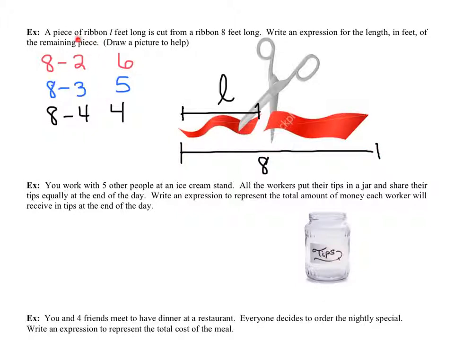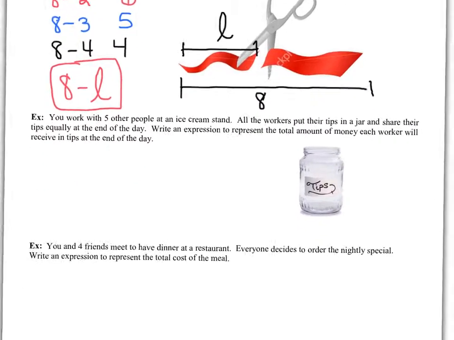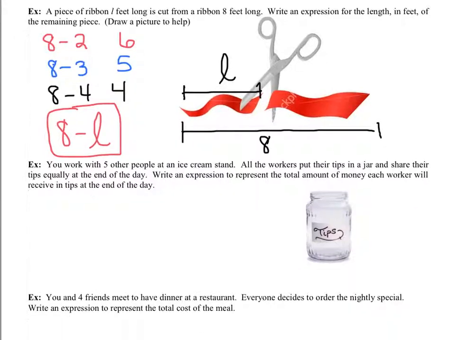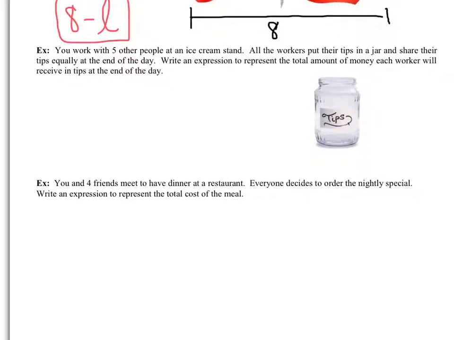But the thing that's changing is the piece that you're cutting off. So you could cut off 2, you could cut off 3, you could cut off 4. The bottom line is that it's changing or varying, so instead of using 2, 3, or 4, we're going to use L. Expression, 8 minus L. You're going to try the 2 down here on your own, and when you're ready, pause the video. When you're ready to check your answers, come back and press play.